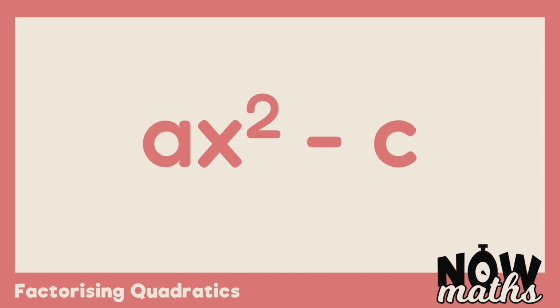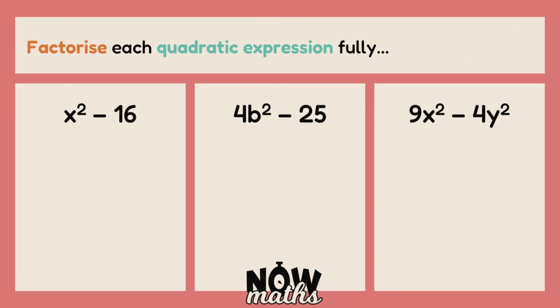Now we're going to look at quadratics in the form ax squared subtract c, where a and c are usually square numbers. When these numbers are squared, this is called the difference of two squares, since it is a subtraction and both terms are square numbers. Now let's have a look at some examples of how to factorise the difference of two squares.